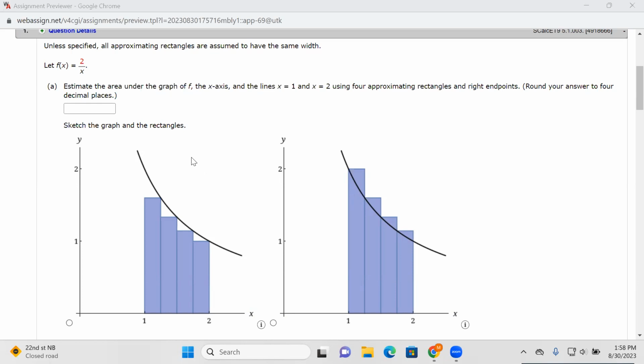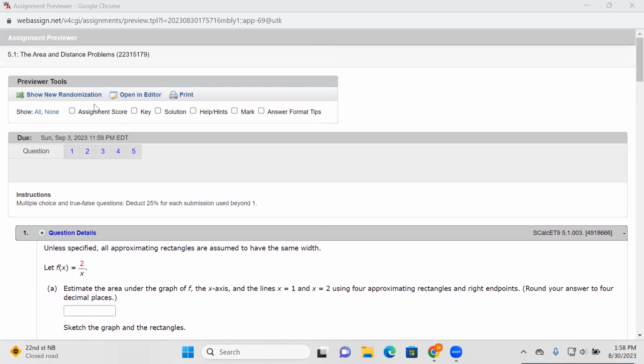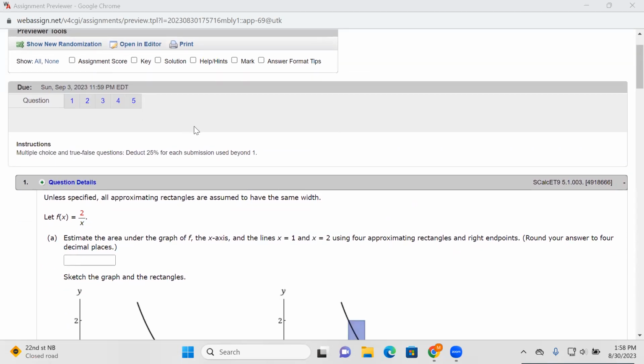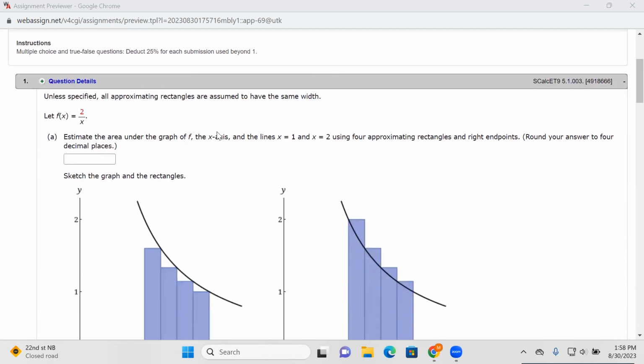I'm just looking at the WebAssign from section 5.1, and then we'll also take a look at what's from 5.2. We've sort of seen the ideas related to these topics in our course to this point. So this first one is asking us to look at this function 2 over x and to estimate the area under the graph and the x-axis between x equals 1 and x equals 2. We're going to use 4 approximating rectangles and right endpoints.